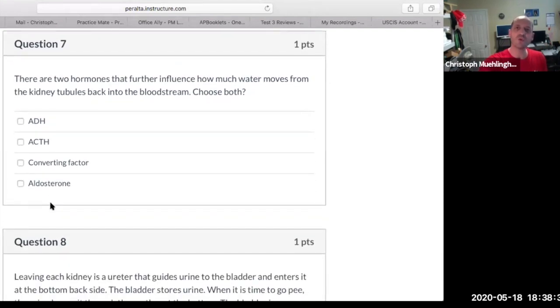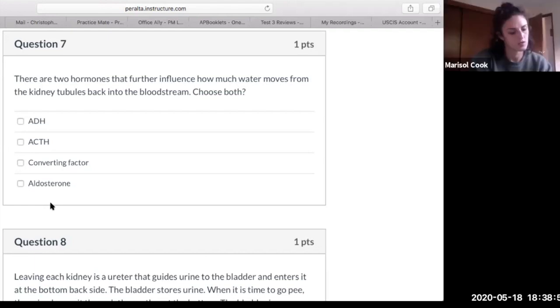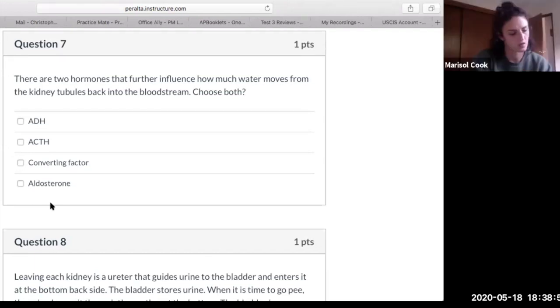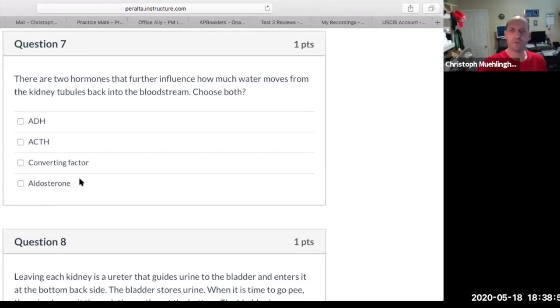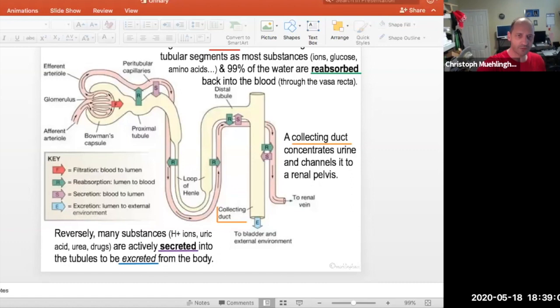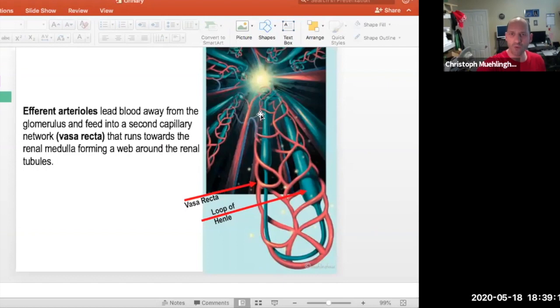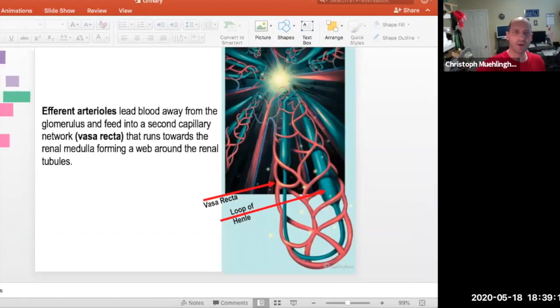All right. There are two hormones that further influence how much water moves from the kidney tubules back into the bloodstream. Choose both of them. The angiotensin. Oh, it's not on there. Yep. ADH and the aldosterone. Yes, which together also has the angiotensin situation there. Do you guys get those two hormones? Or should we look briefly at those? Oh, see, this is a good pic. Can you see this? This is a good picture of how the loop of Henle comes down and then the vasa recta hangs around, right parallel to it. I like that graphic.